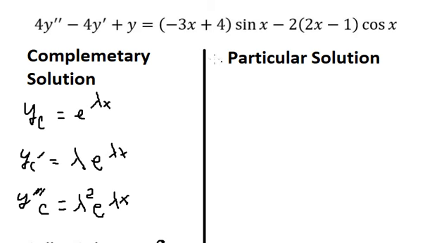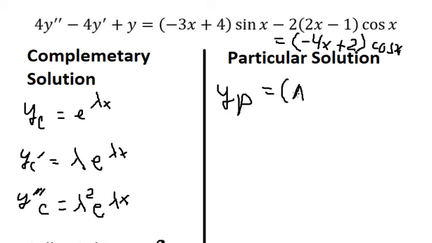Now we go to particular solution. In particular solution, we see that on the right side, we have negative 3s plus 4. About this one, we can write into negative 4s plus 2 cosine s. So in this situation, we need to create yp equals a plus bs sine s plus c plus ds cosine s.